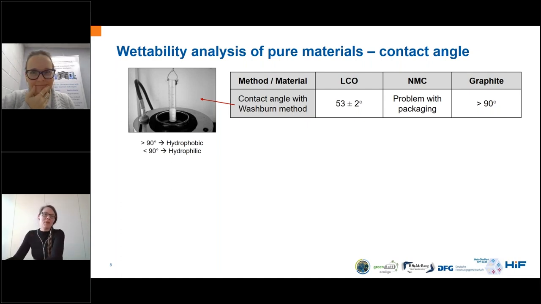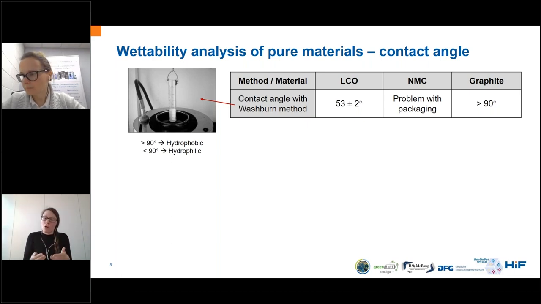Okay, first I want to start with the contact angle measurements using the Washburn method. So here on the left, you have an actual picture of how it really looks in our lab. You have this little glass tube where the particles are inside. This is not the battery material, which is usually very black, so this is a different kind of material, but just to give you an idea how it looks. The white thing, that's the particles, and then it is dipped into water, and depending on how much water is taken up, from this after evaluation you get the contact angle.